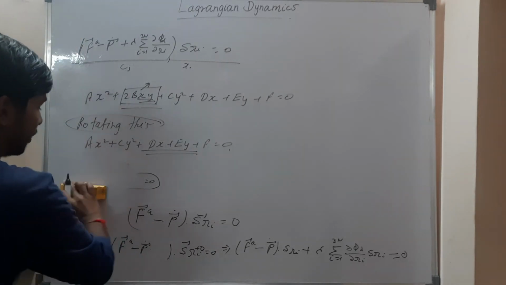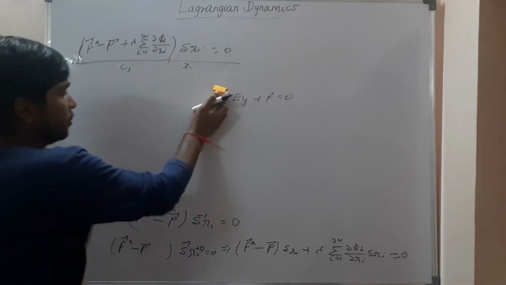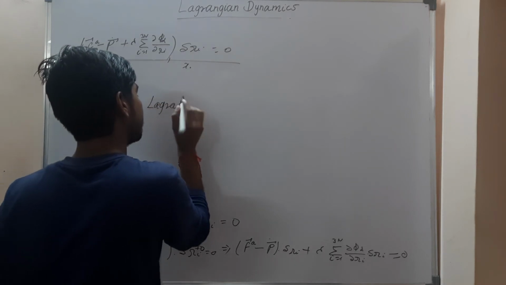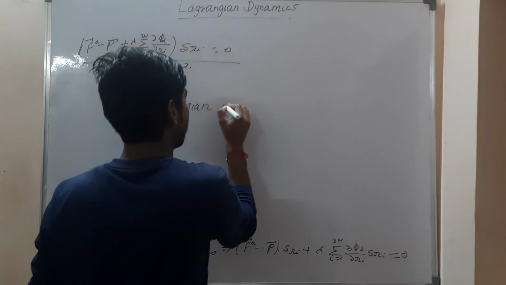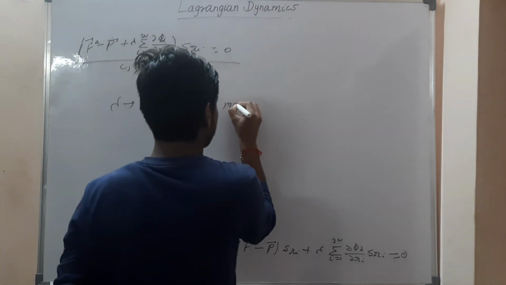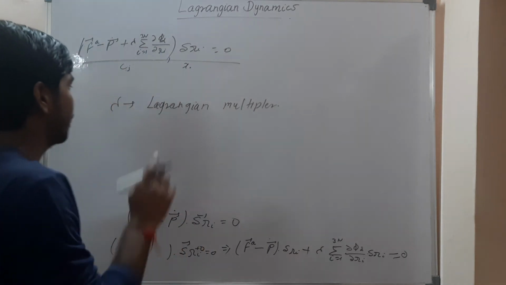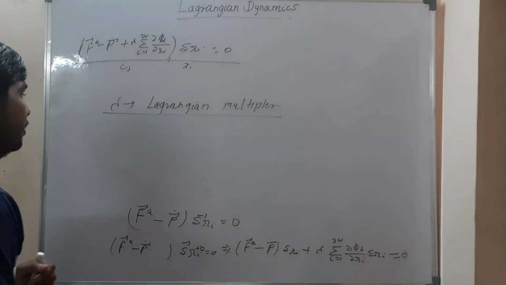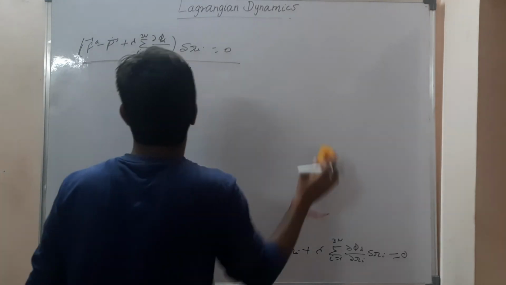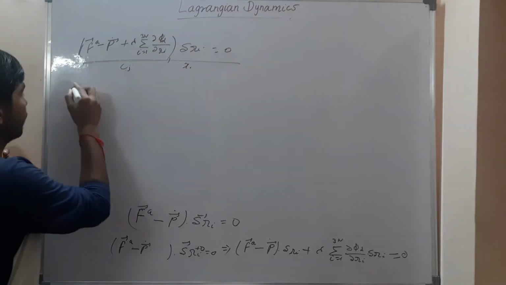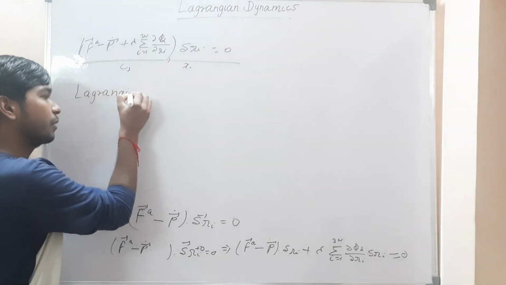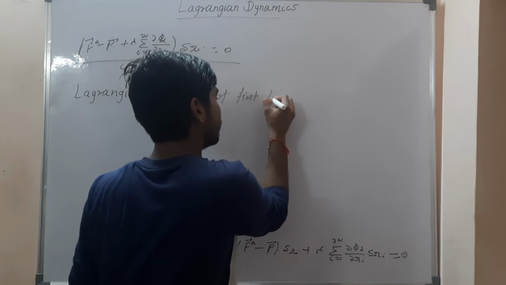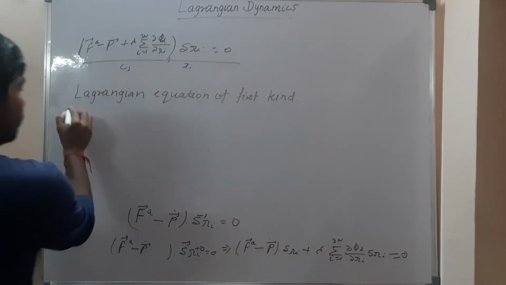Now I hope you understood why I did all these things. Here lambda is known as the Lagrangian multiplier. Using that lambda we can remove all the k number of coordinates or parameters. So these are the things, and this equation is known as the Lagrangian equation of first kind. Now we got this equation.